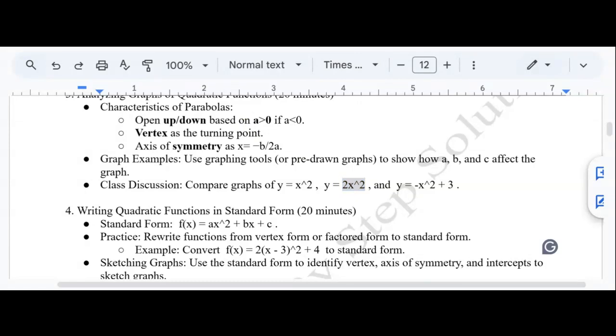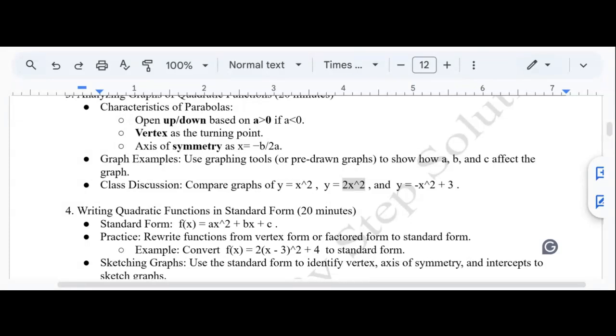All right, let's try to graph this one and see what's going to happen. If I say insert function and I put 2x squared, what do you think will happen? It's getting closer to the y-axis. Okay, another one. What's the vertex here? Yes, 0, 0.